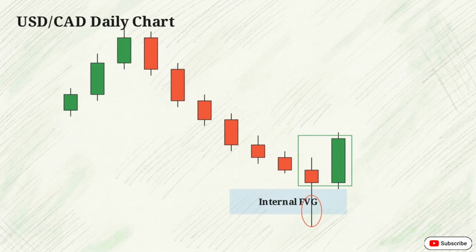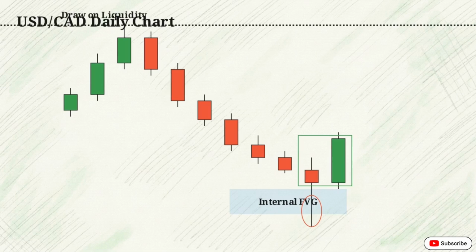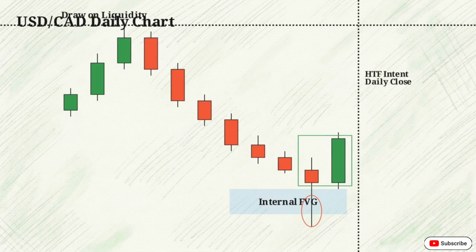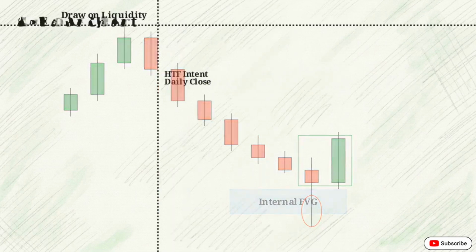With the internal liquidity swept and the body engulfed, the next external swing high becomes our draw on liquidity. This swing point acts as the mechanical target for the entire trade. The transition to a lower time frame only occurs after this daily candle officially closes. That closure is the signal that higher time frame intent is established.